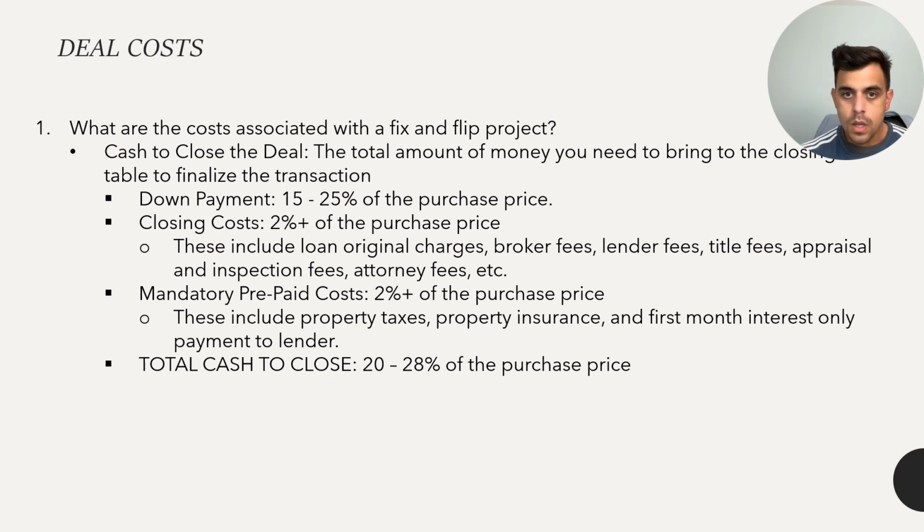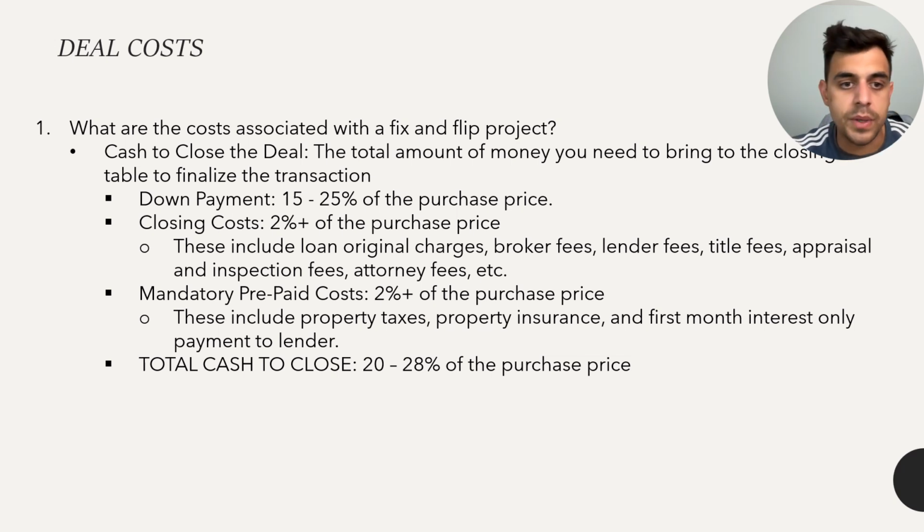So we had talked about loan to cost 70 to 90%. There's another rule of thumb here you can use. Down payment: 15 to 25% of the purchase price. Generally, it might be lower, it might be higher. This is kind of your range that you're going to be in more times than not. Closing costs: at least 2% of the purchase.